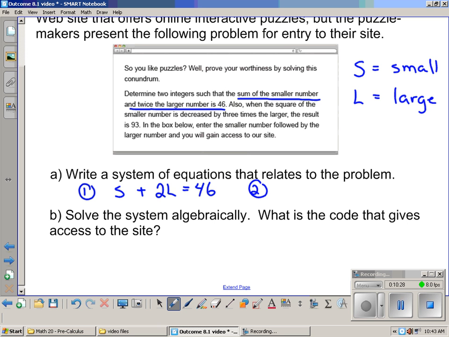Equation number 2 comes from when the square of the smaller number, so the square of the smaller number would be s squared, is decreased by, so if I'm decreasing it, I'm subtracting, 3 times the larger number. So 3 times my larger number. The result is 93. So there's equation number 2.